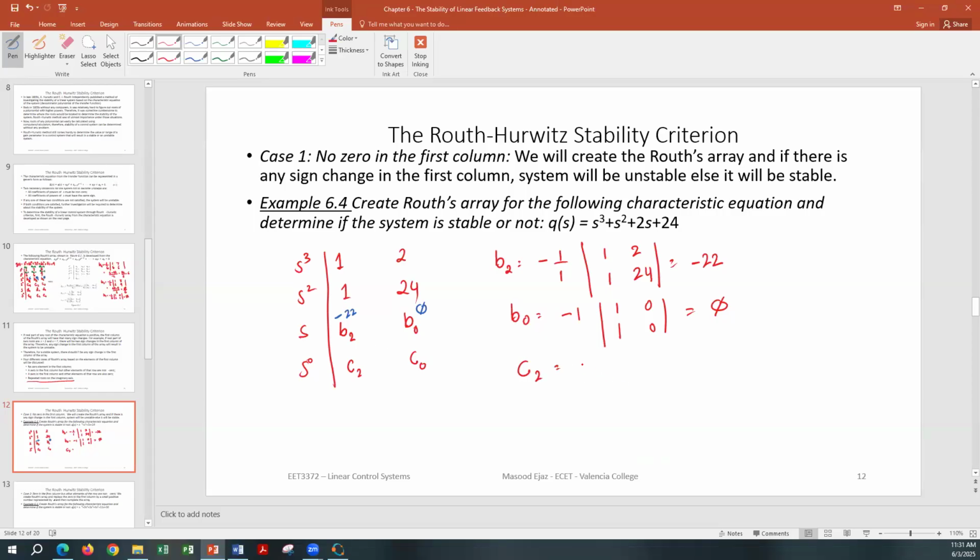So C2 is -1 over B2, -22, times the determinant of 1 B2, so 1, -22, and 24 B naught, 24 and 0. So 0 and 1 over 22, and that's going to be 24 times 22. 0 minus -22 times 24.